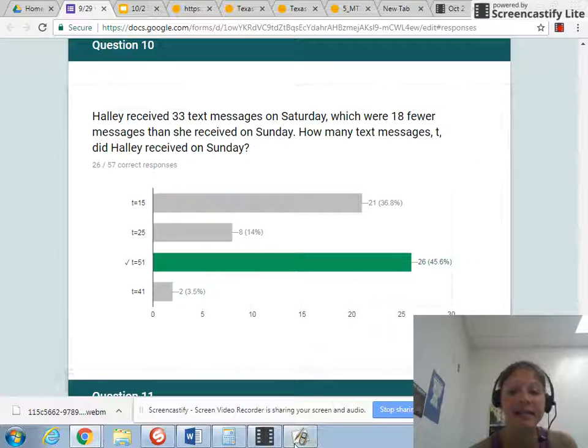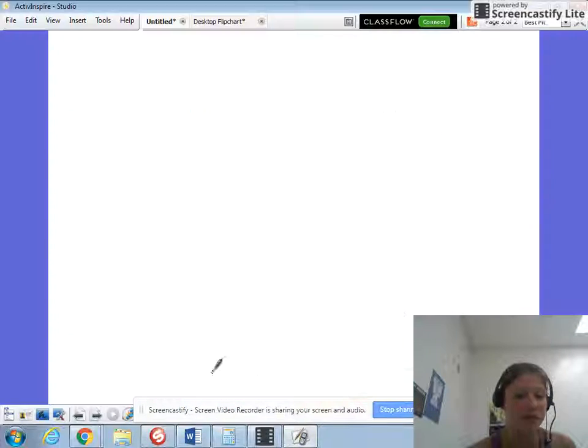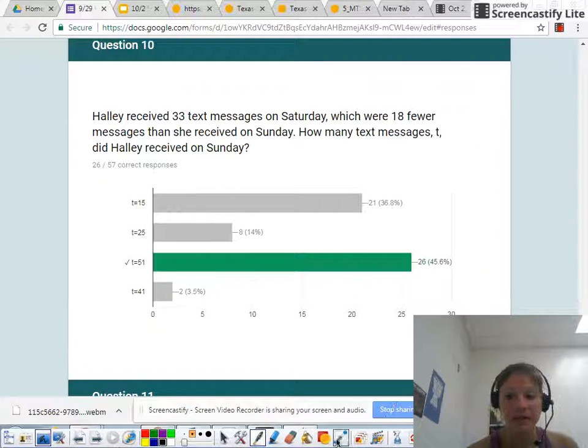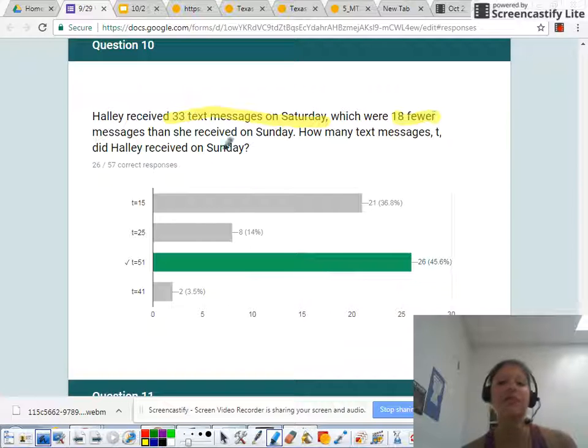So question 10, Haley received, oh my gosh, y'all. I thought this one was pretty simple and it threw me off by how many people missed it. All right, so Haley, she received 33 text messages on Saturday, which were 18 fewer than she received on Sunday. So on Saturday, she received 33. That was 18 fewer than Sunday. How many text messages T did Haley receive on Sunday?